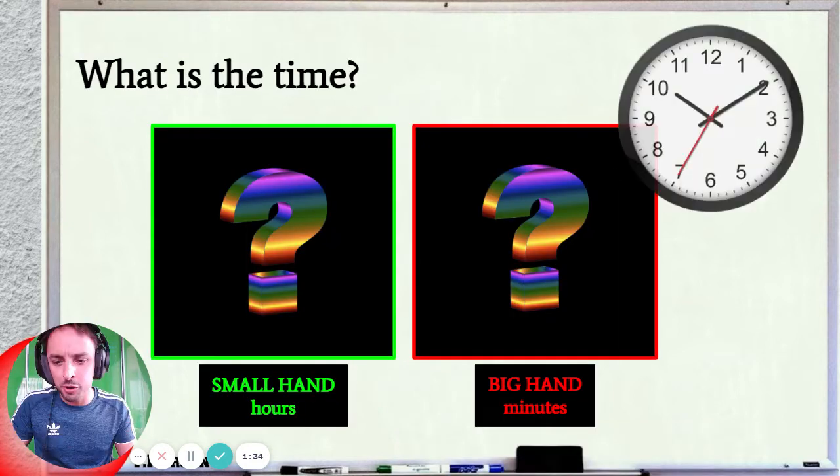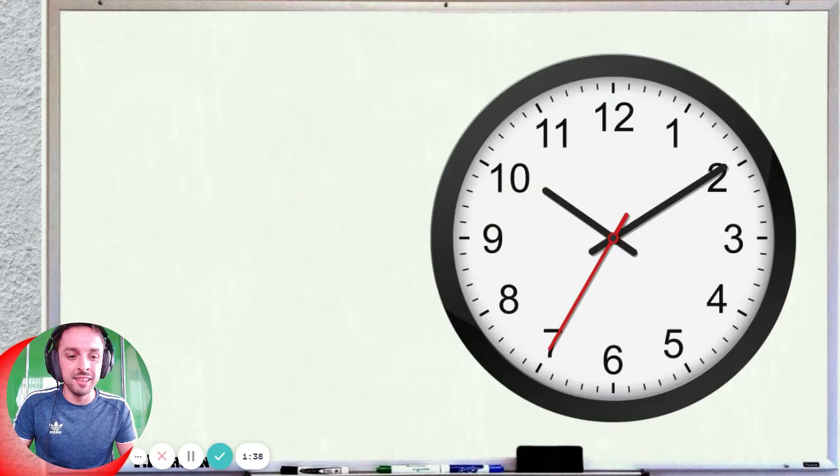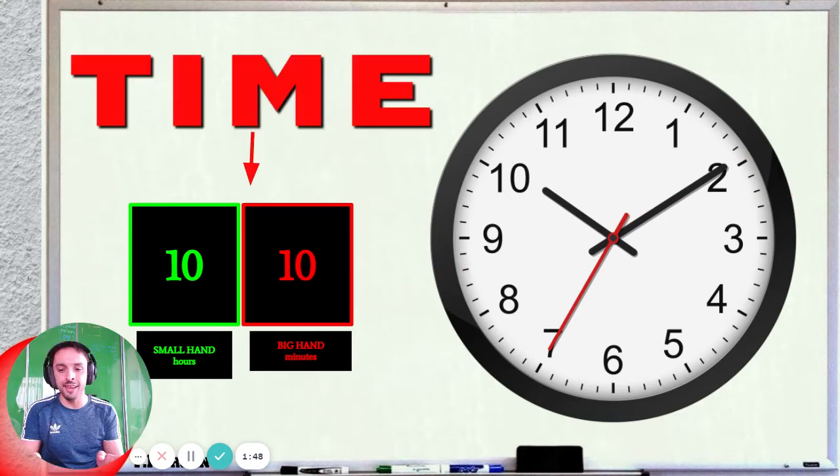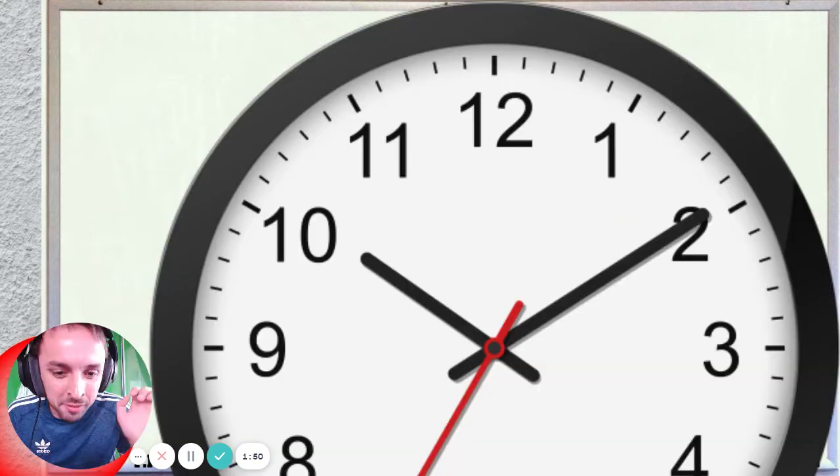What is the time? Let's go look at our clock. We need the hour, so we look at the small hand. Small hand points at 10, so it is 10. Big hand points at 2. 2 times 5 is 10, so it is 10:10. That is the time. Easy peasy, right?